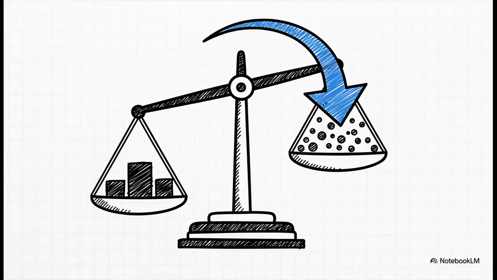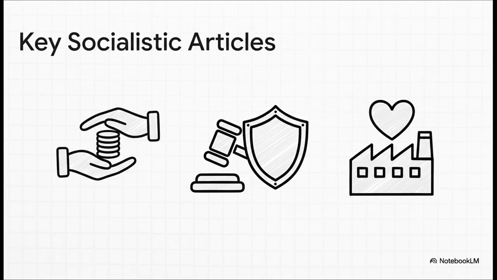First up, we have what are known as the socialistic principles, and these are all about creating a democratic socialist state. The main focus here is achieving social and economic justice for everyone, and of course, trying to close the gap between the rich and the poor. So you can see how these specific articles really start to build the foundation for a more equal society.